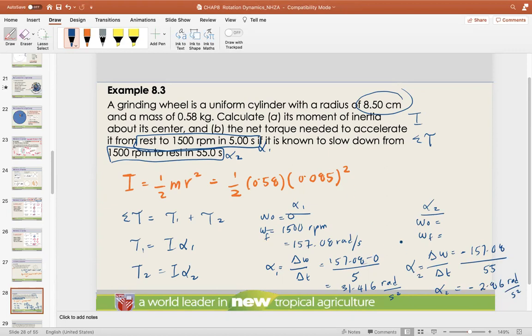Now that you have two alphas, you have two torques. For the first torque, the I is still the same, it's the same cylinder, but in the first instance it is speeding up, accelerating, and in the second it is slowing down. So to find the net torque, just add these two torques together.